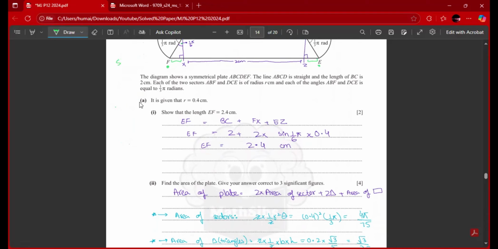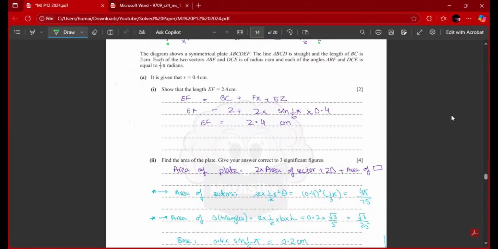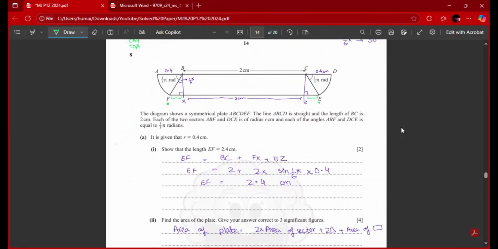Moving forward. Find the area of the plate. Okay, this is a long question. Okay, so find the area of the plate. We have to see the image again. Okay, let me just erase the extra writing we have because I want the image to be completely plain so that we can understand more. Okay, so this is the equation.